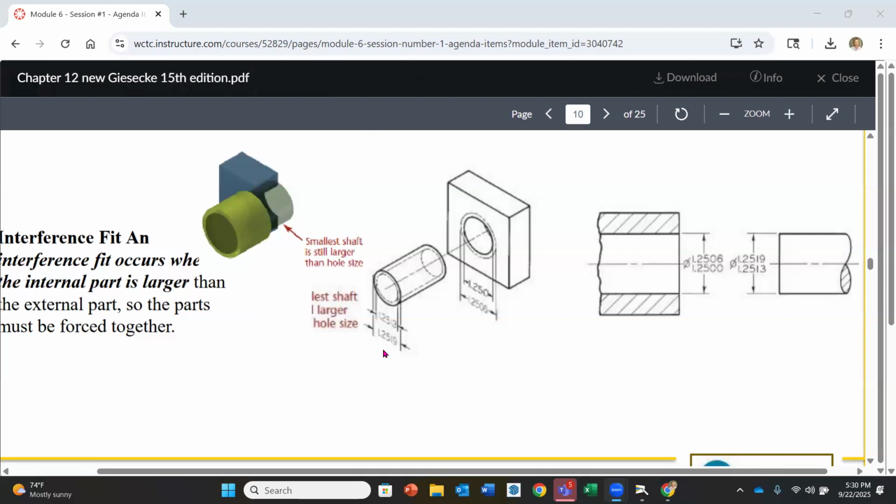0.0019 interference, right? It's that different. So it's these two numbers right here. Now that doesn't seem like a ton. Probably could tap these together. Maybe not. I don't know. Does anybody have experience with press fits?